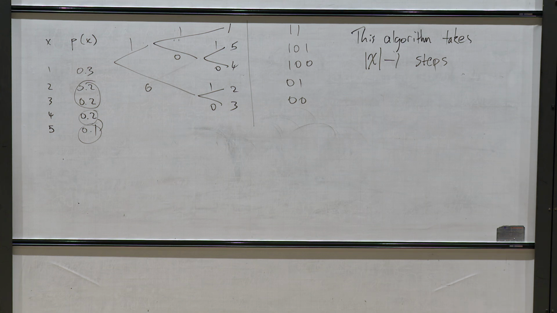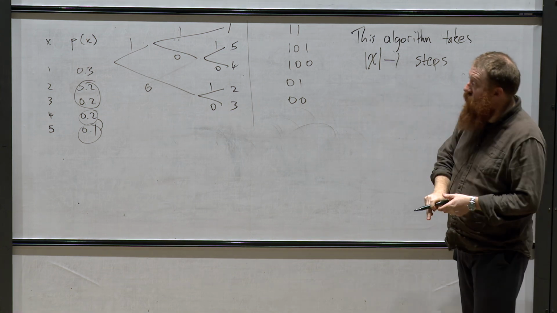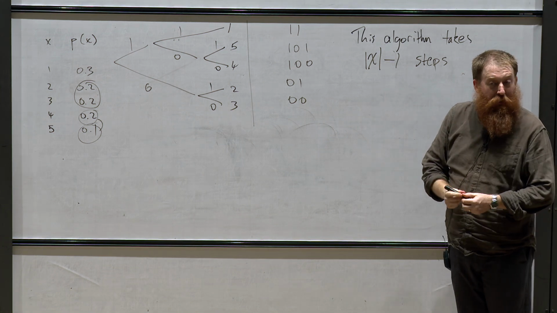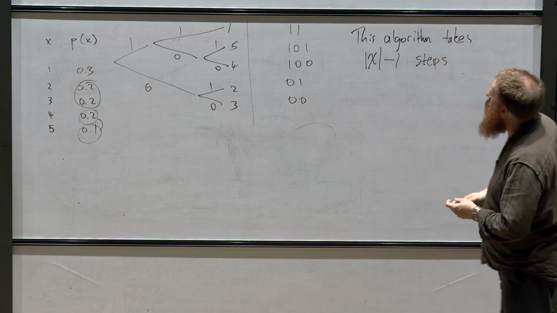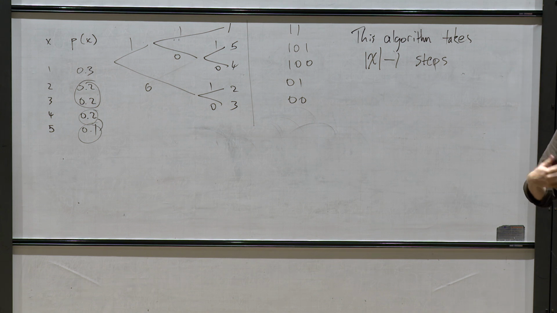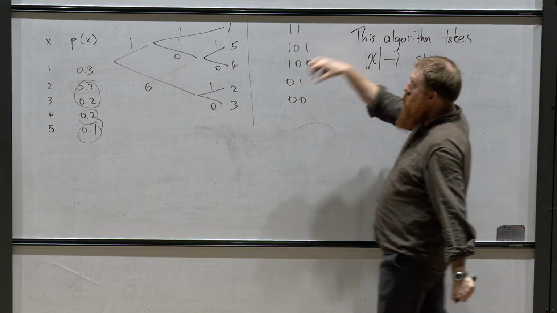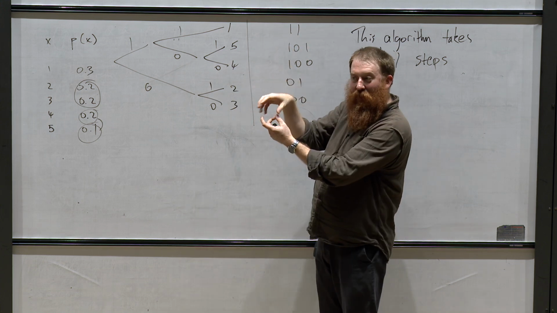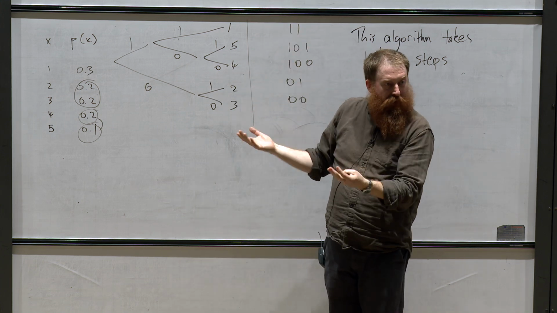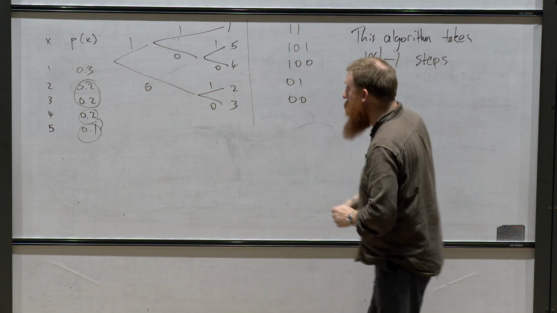What happens if it's a D-ary code, if I'm not working with ones and zeros? Well, then I need to combine D things at each step. So if I'm encoding using 0, 1, and 2, I'm going to be combining 3 things, so I get a ternary tree. I combine 3 things in every step, and I label them 0, 1, and 2. Same argument, same algorithm applies.